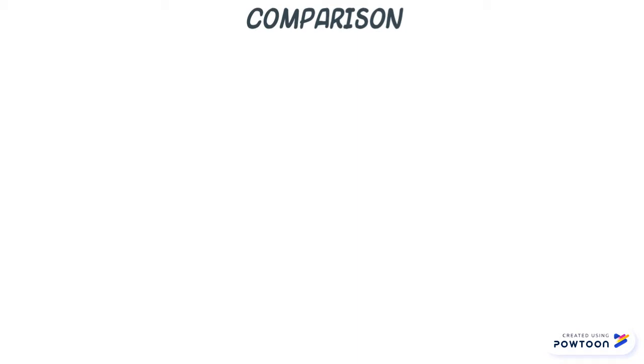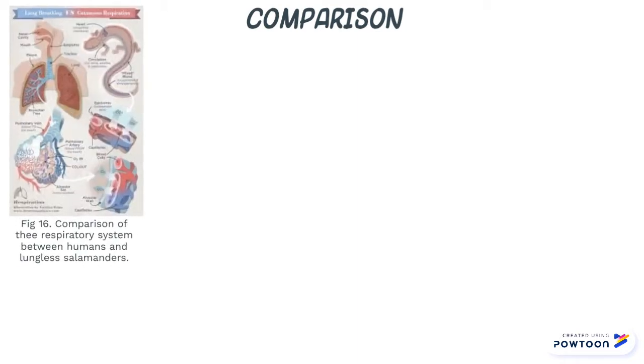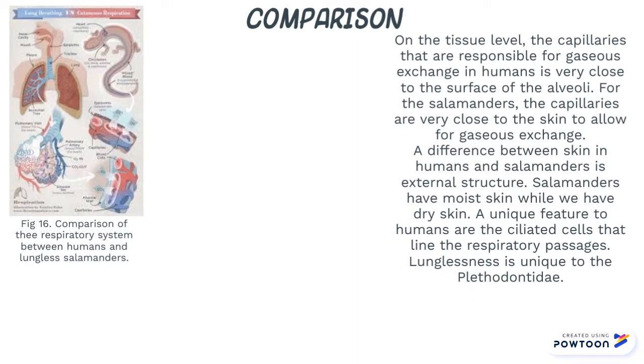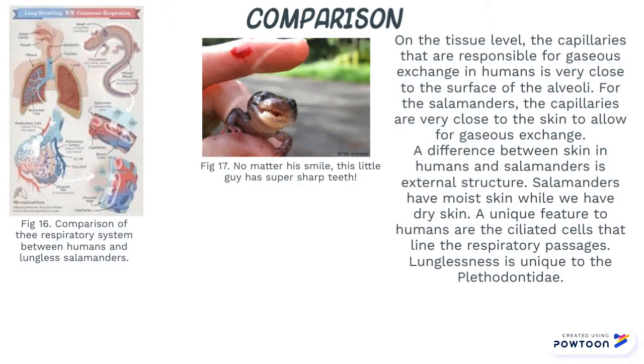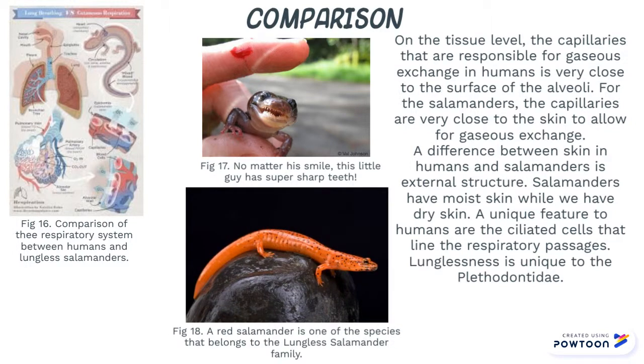Capillaries for respiration in humans are closer to the surface of the alveoli, while in lungless salamanders they are close to the surface of the skin. Lungless salamanders have moist skin while we have dry skin. A unique feature of humans is the ciliated cells that line the respiratory passages. Lunglessness is unique to the lungless salamanders.